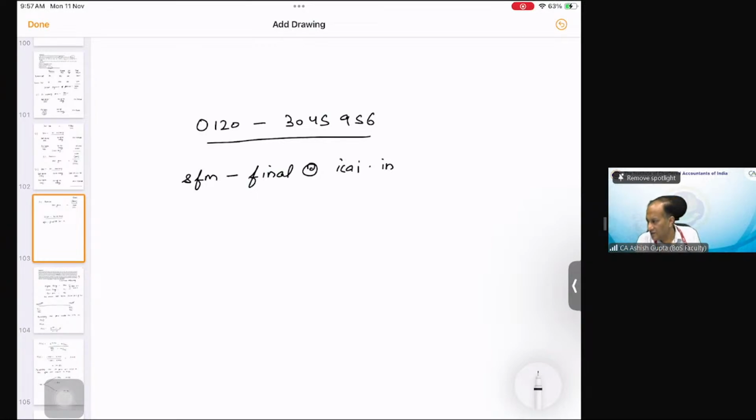Swap is also part of derivatives. Swap is also part of derivatives, but generally it is covered under interest rate risk management. When we take the topic of interest rate risk management, we will cover it in detail, because generally swap is used in two cases.